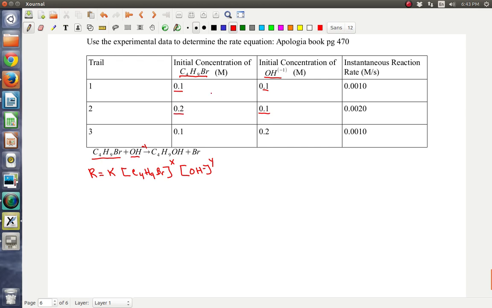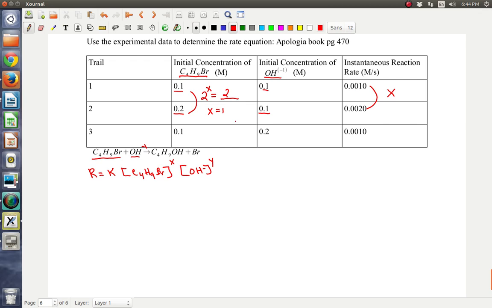So I can use these two trials to calculate my x. First I have to figure out the first number: 0.2 divided, you do the second one divided by the first one. 0.2 divided by 0.1 is 2. So 2 to the x power equals the second number, which comes from the rate change. This is where I get my x. So 0.002 divided by 0.001 is also a 2. So x equals 1.